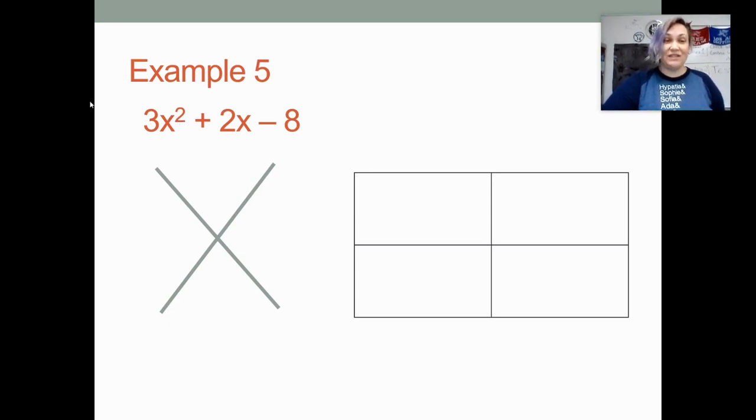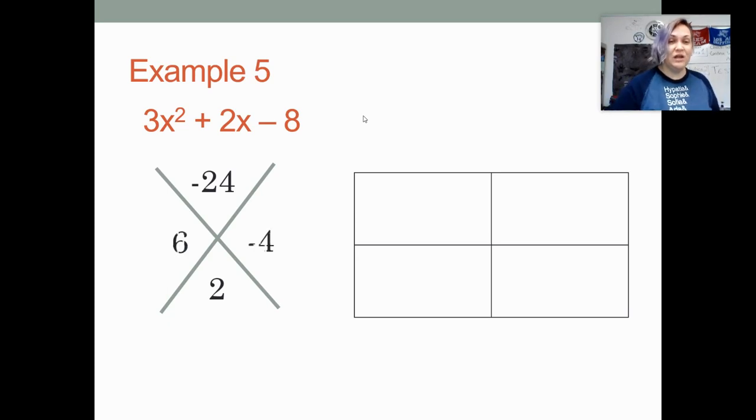We're going to take the first number, which this week is 3, not 1, times the last number, so 3 times -8. We're going to put that on top of our x. On the bottom of the x, we're going to put the middle number, which is 2. Next, we need to think of two numbers that multiply to make -24 and that add to make 2. If they're multiplying to make -24, we're going to need a positive and a negative. And so they're actually going to subtract to the number 2.